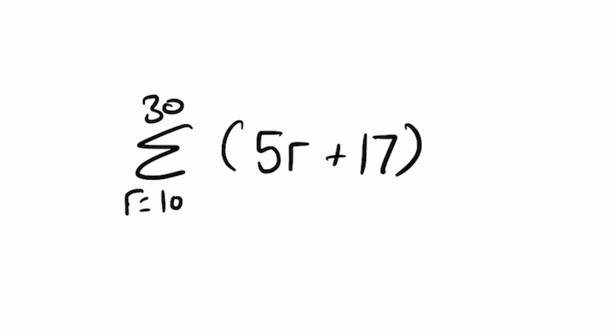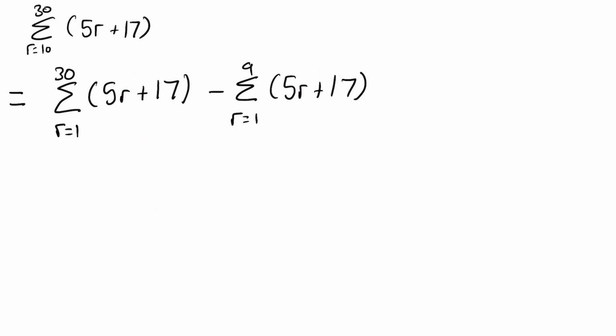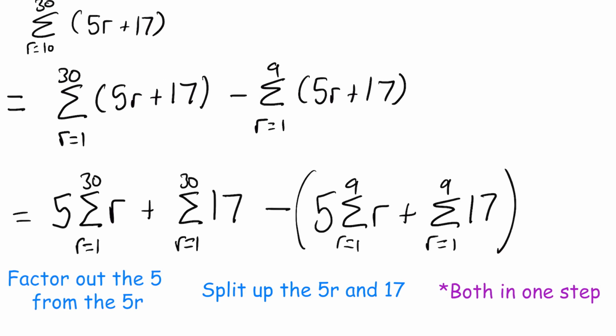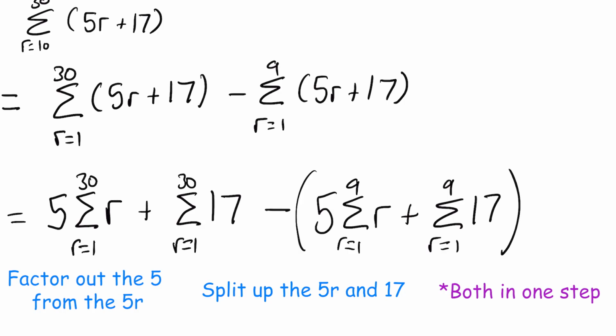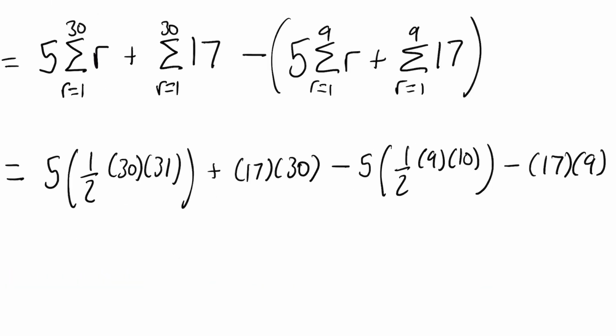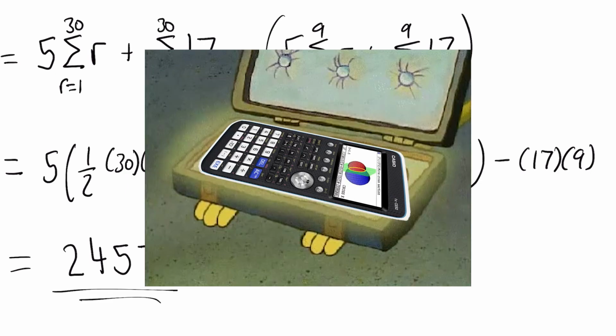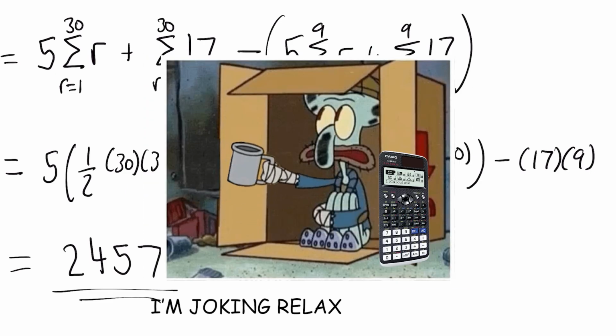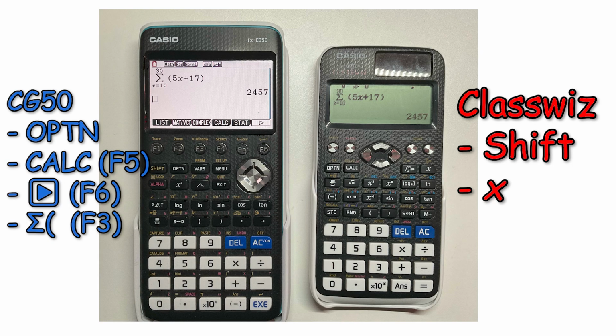Now let's do an example where we don't start at 1 and we have to use linearity. First we split it up into the sum to 30 minus the sum to 9. Then we use linearity to split each of these up. I think putting the brackets here makes it harder to mess up your negatives. Use the identities and then put all this in your calculator and boom. Now if you've got a CG50 or even the Casio A-level calculator, then you can check if you got it right by using the sigma notation thing.